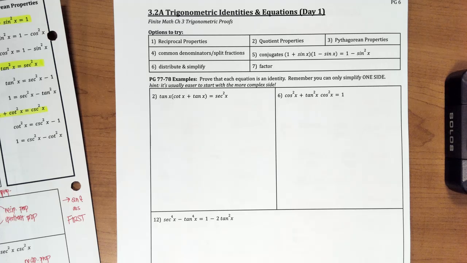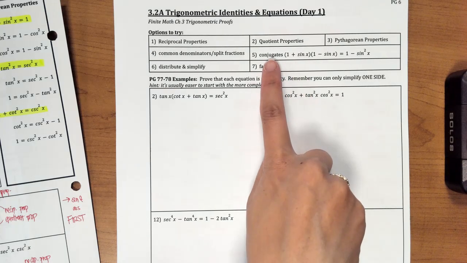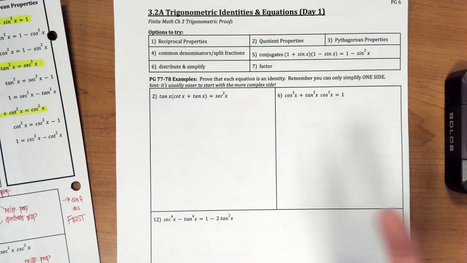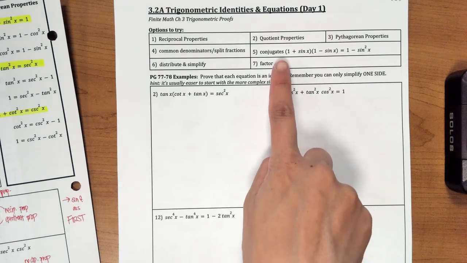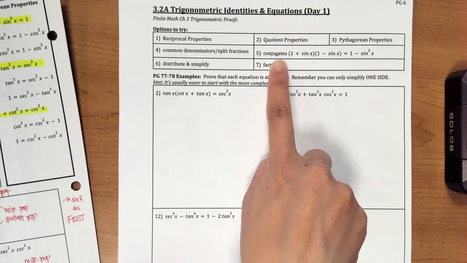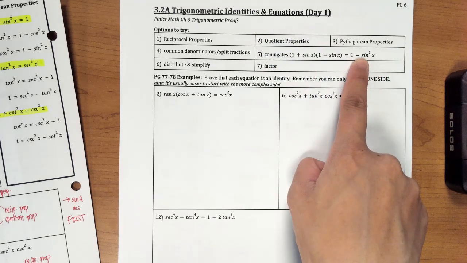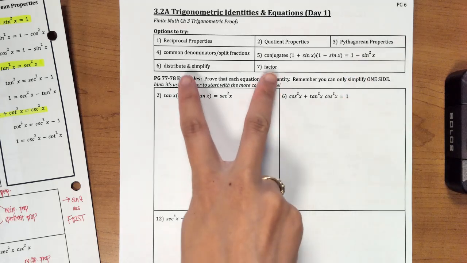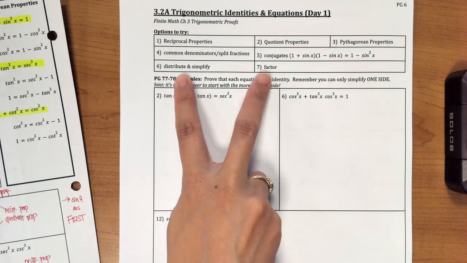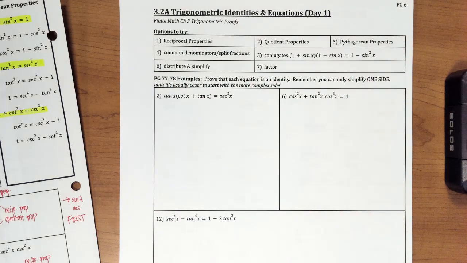The things that we need to focus on and practice a little bit more are probably splitting the fractions to make your steps happen. We haven't practiced as much with conjugates yet, but hopefully you remember this pattern, which gives us Pythagorean properties very often. Today we're going to add distributing and simplifying and factoring, both of which are Algebra 1 and 2 concepts. So we're going to now just throw in some algebraic steps.